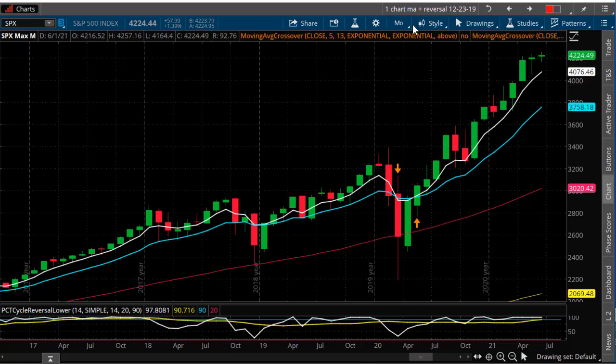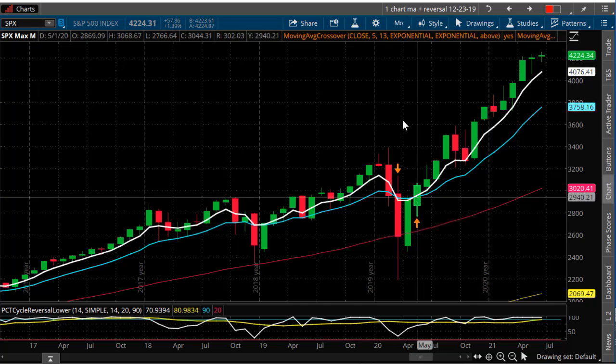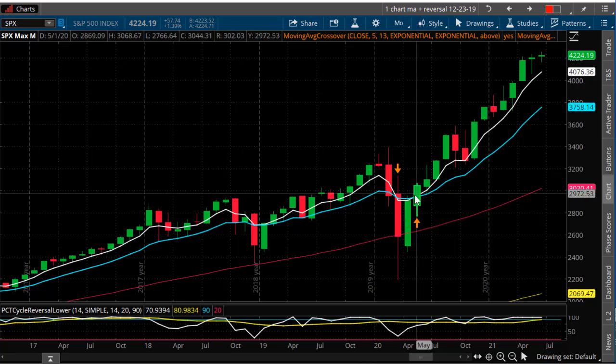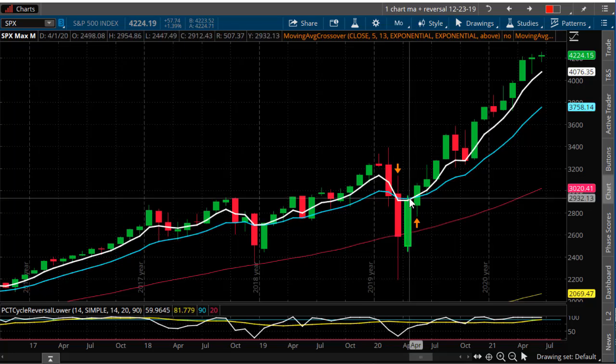So this is a monthly, which I refer to as a macro time frame. But you can see the trend shift here. This is just a 5-13 cross. See this white line crossing that blue? That's the 5 exponential moving average crossing over the 13 period exponential moving average, which creates a really good signal for a potential trend shift.